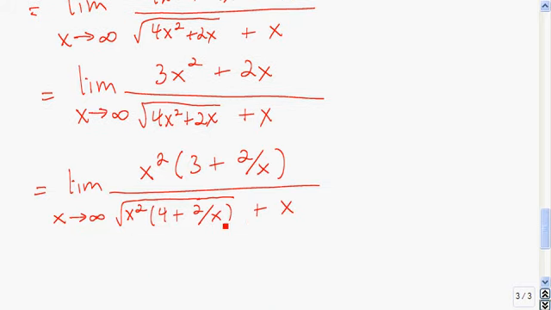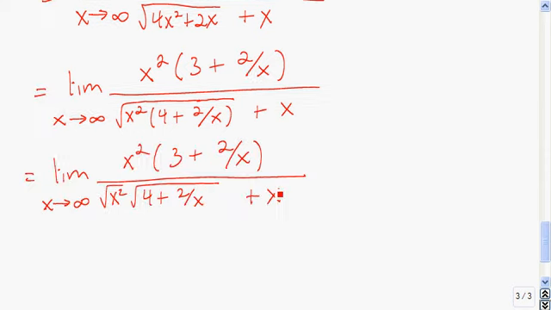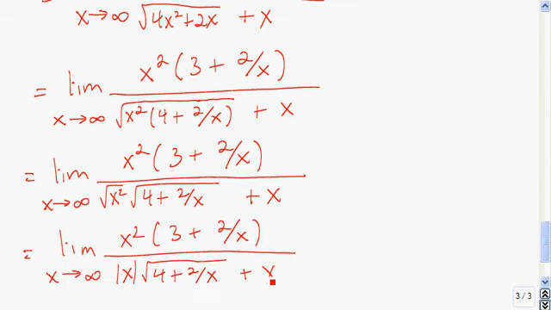Now I'm going to simplify this term by writing it as the square root of x squared times the square root of 4 plus 2 over x. And now the square root of x squared is just the absolute value of x. Now we're concerned with values of x going towards infinity, which means we're concerned with positive values of x. So I can replace the absolute value of x with x.